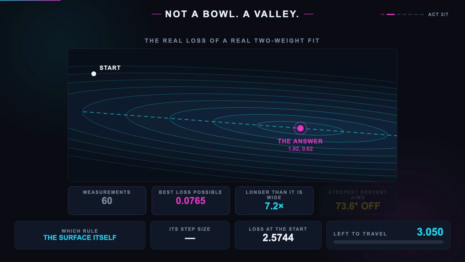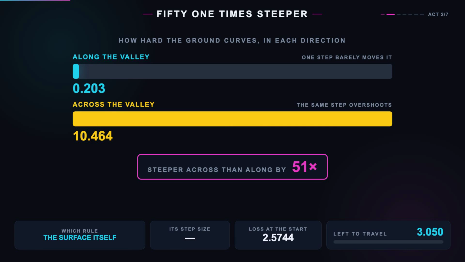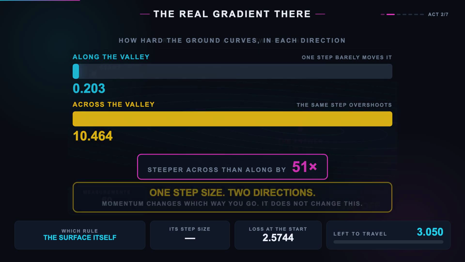Now look at the shape. That is not a bowl. It is a valley, about 7 times longer than it is wide. And it is a valley for the most ordinary reason there is. Input 2 happens to vary about 6 times more than input 1. Nobody rescaled them. Curvature is built out of the inputs multiplied by themselves, so a factor of 6 in the data becomes a factor of 50 in the landscape. Measured, the ground curves at 0.21 one way and 10.5 the other, 51 times steeper across than along.